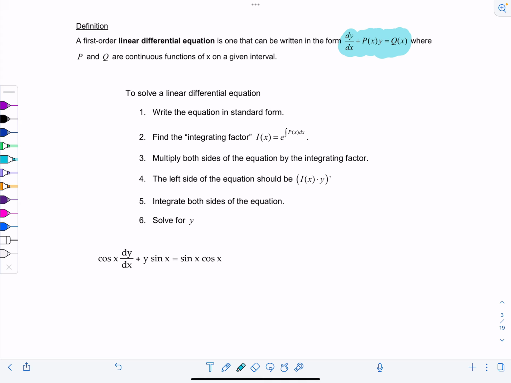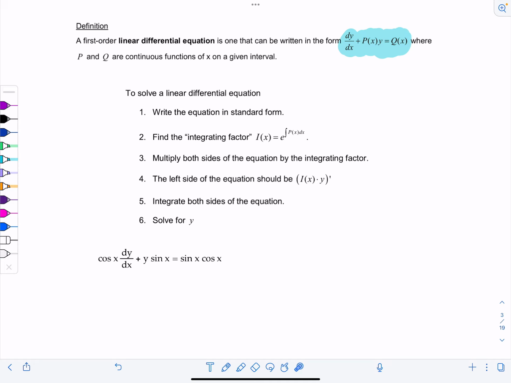So p and q are just functions of x. They can be whatever. You just have to make sure you have only y to the first, okay? That's what makes it linear. And it's first order because you only have a first derivative. You don't have a second derivative in the equation. That would make it a higher order.